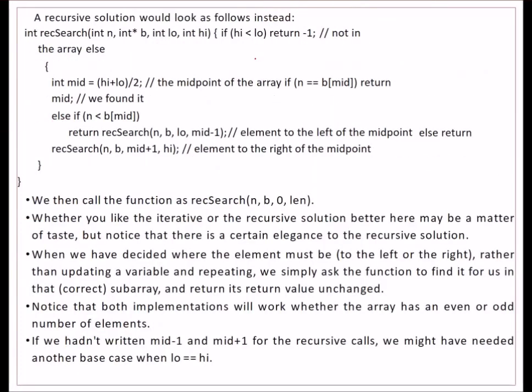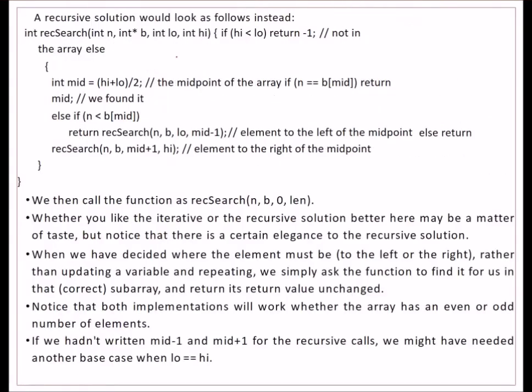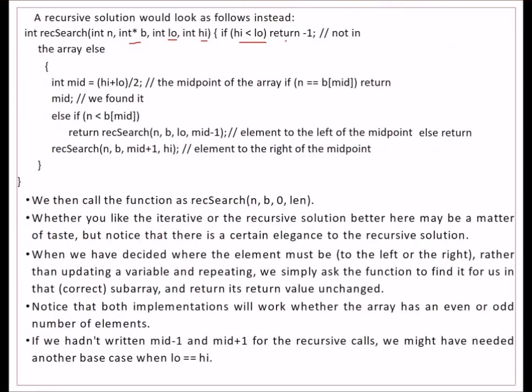Now let us do it with recursion. In recursion also we do the same thing, because this is an array. In the function, b is an array, n is the length, low is low, high is high. If high is less than low, again the termination condition, then we return minus 1. This is the terminating condition, and we really require a terminating condition in recursion.